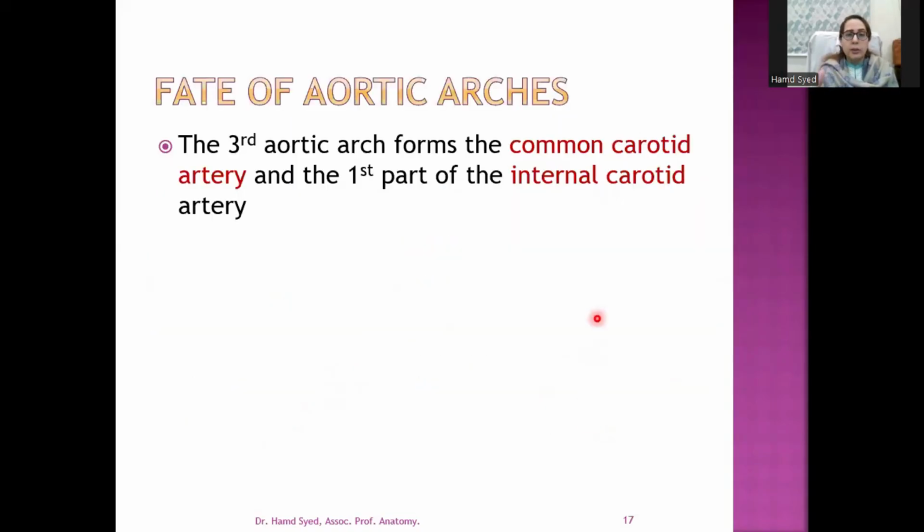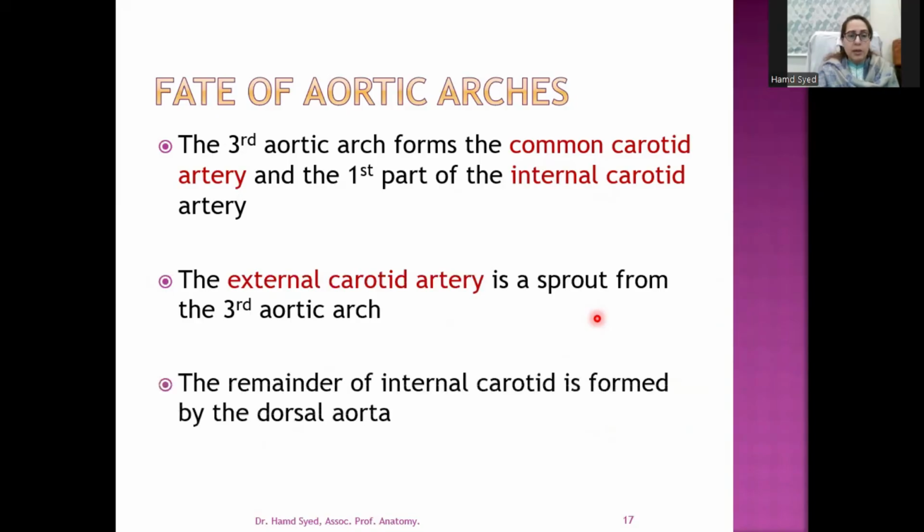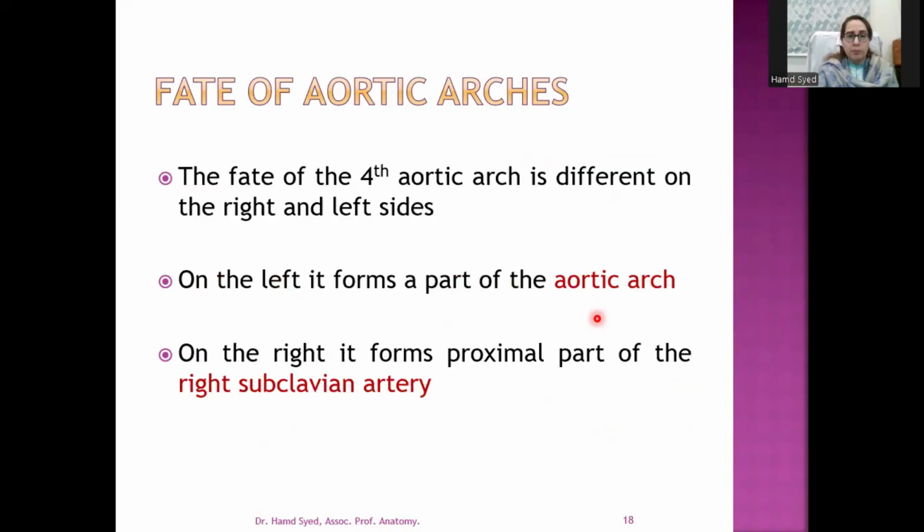Like I said, the third aortic arch forms the common carotid and the first part of the internal carotid artery, whereas the external carotid artery is a sprout or a branch from the third aortic arch. The remainder of the internal carotid is formed by the dorsal aorta. Whereas the fourth aortic arch has different fates on the right and left sides. On the left side, it forms a part of the aortic arch, whereas on the right, it forms the proximal portion of the right subclavian artery.